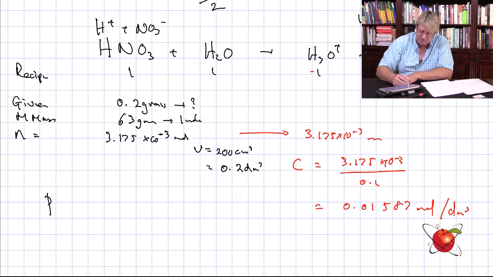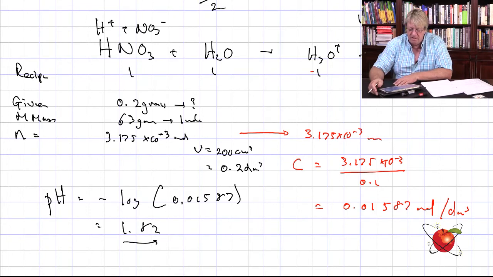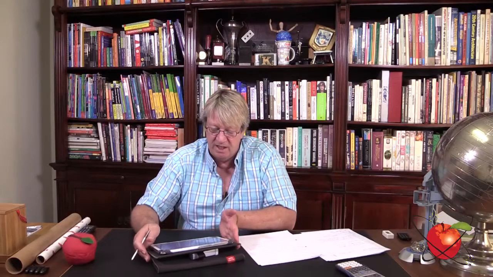Therefore, the pH of that is going to be minus log of that concentration, 0.01587, and it's going to give us 1.82. Okay, that's the pH of that. So you see what we did?